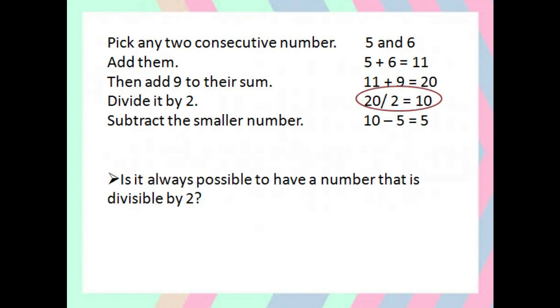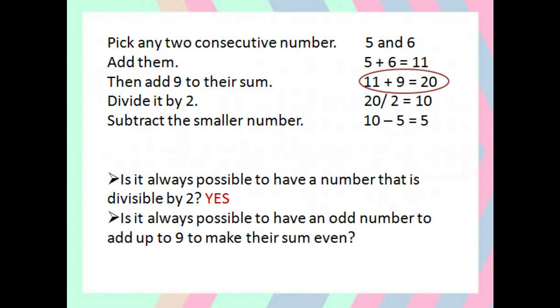First, is it always possible to have a number that is divisible by 2? The answer is yes. If the sum of a number and 9 is even, it will be divisible by 2. So the number that should be added to 9 is an odd number. Second, is it always possible to have an odd number to add to 9 to make their sum even? The answer is yes. This odd number we're talking about is the sum of the two consecutive numbers we pick. Whatever two consecutive numbers we pick, their sum will always be odd, since two consecutive numbers are never both even or both odd, so it will always be odd plus even equals odd.